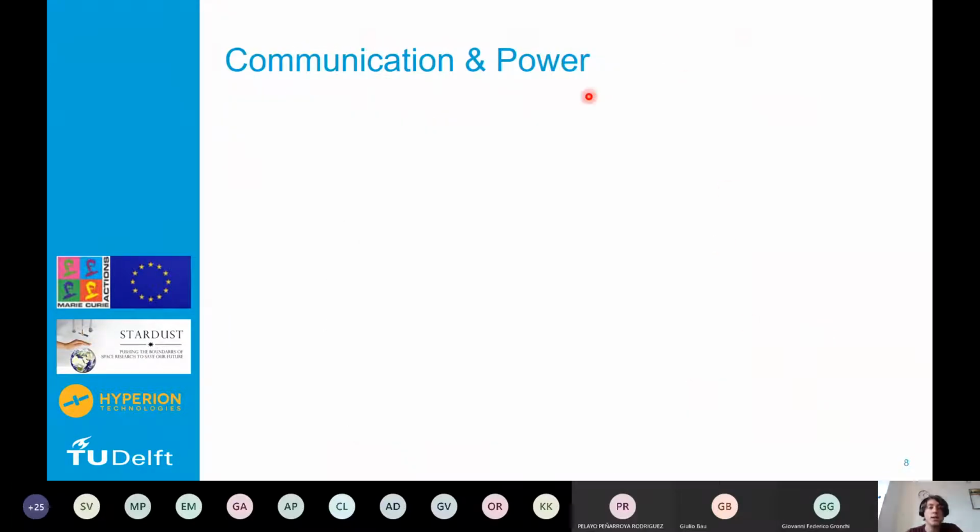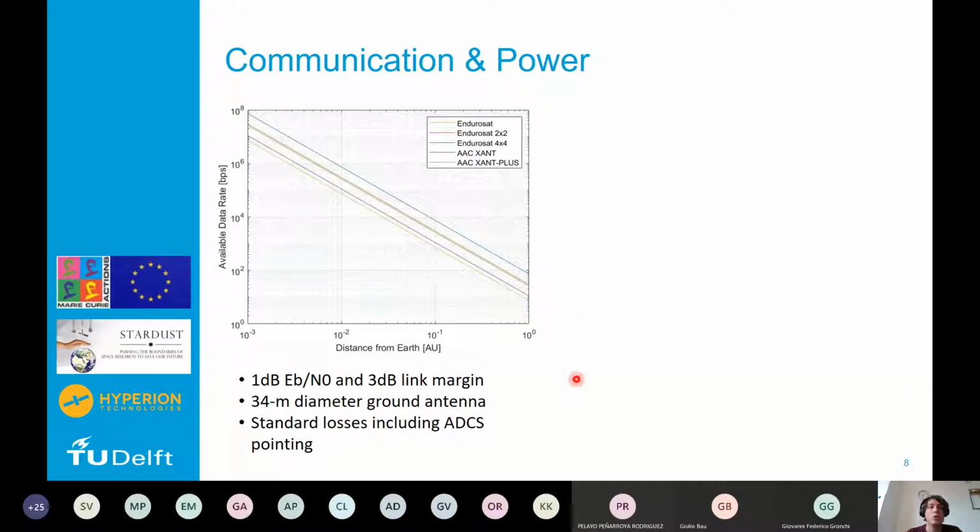So other important subsystems that I want to show you in this presentation are the communication and power, which are always challenging for deep space application in general, and as you could see also in many other talks in these first 2 days. Talking about communication, I did consider some commercial off-the-shelf transmitters and antennas, and I built a really basic link budget based on the distance from the Earth. And as you can imagine, as the distance from the Earth increases, the available data rate decreases. So this is what you have to keep in mind, that we don't have a super large data rate, I would say.